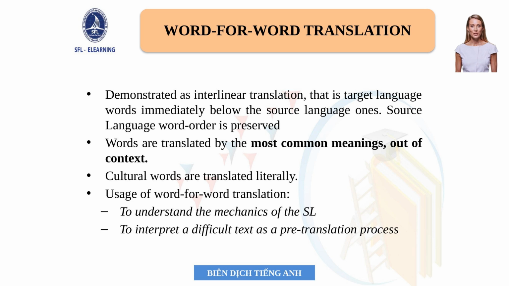First, we take a look at word-for-word translation. Word-for-word translation involves placing target language words directly below source language words, maintaining original word order. Words are translated by their most common meanings, often out of context, and cultural words are translated literally. This method helps understand source language mechanically and interpret complex texts as a pre-translation process.